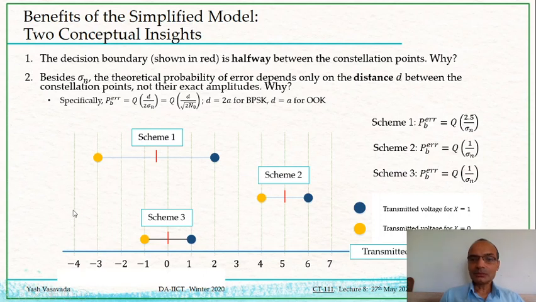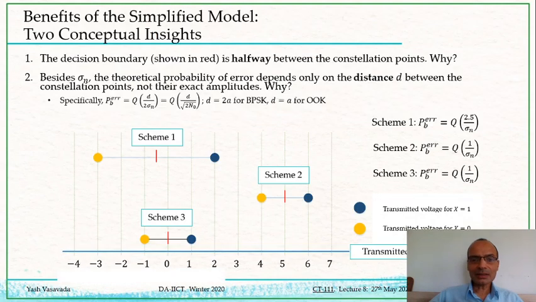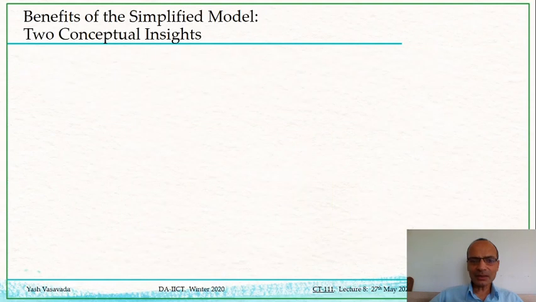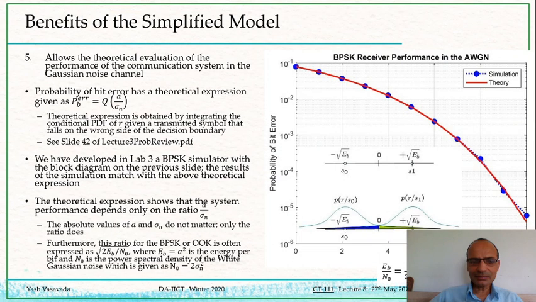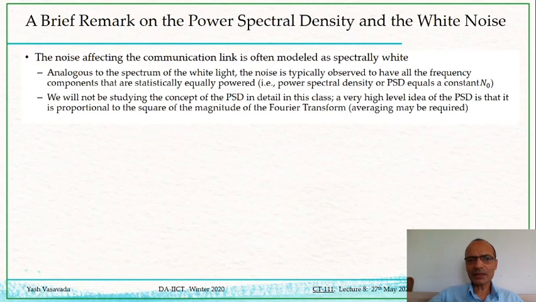Okay, now, so these are the two main takeaways that we are getting just by using this simple model. We haven't brought in the additional complexity as yet at all. Okay, now let us spend a little bit of time in defining the power spectral density of white Gaussian noise. We won't spend a lot of time on this, but I think it's better to define it properly.